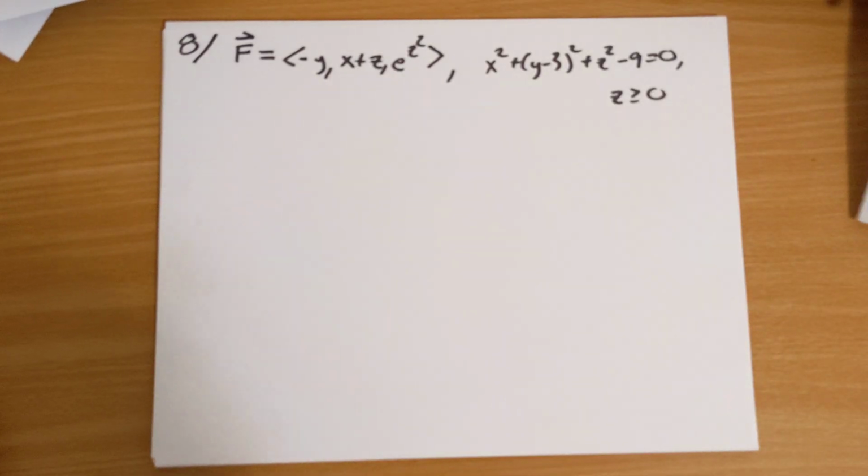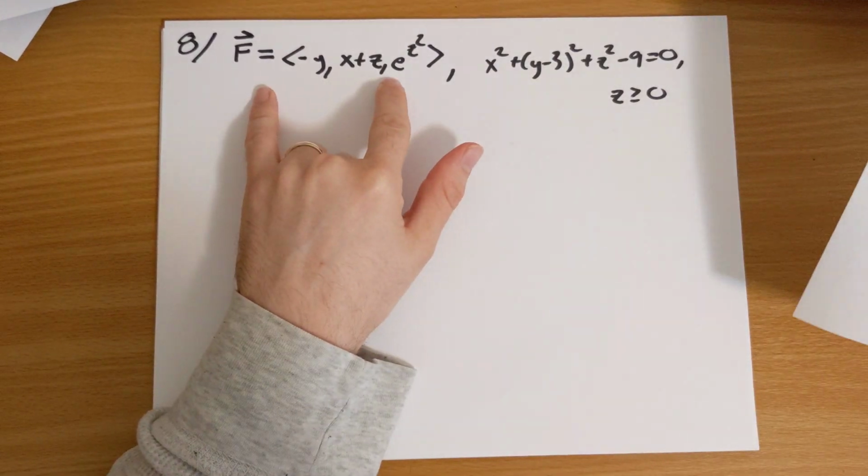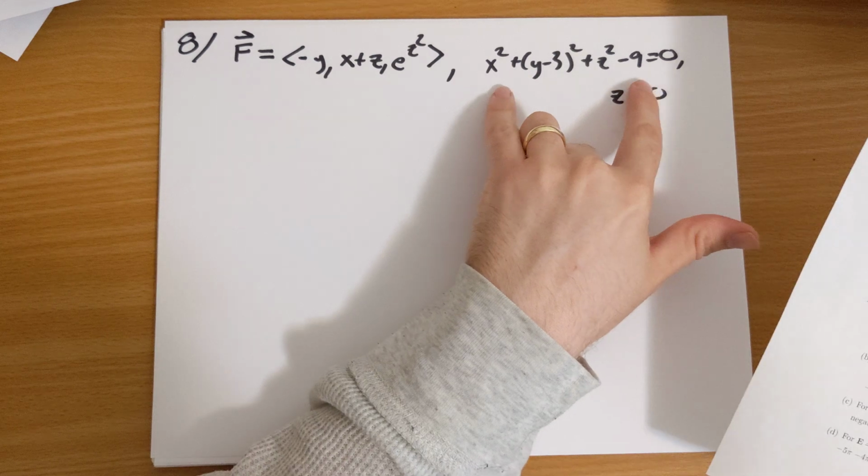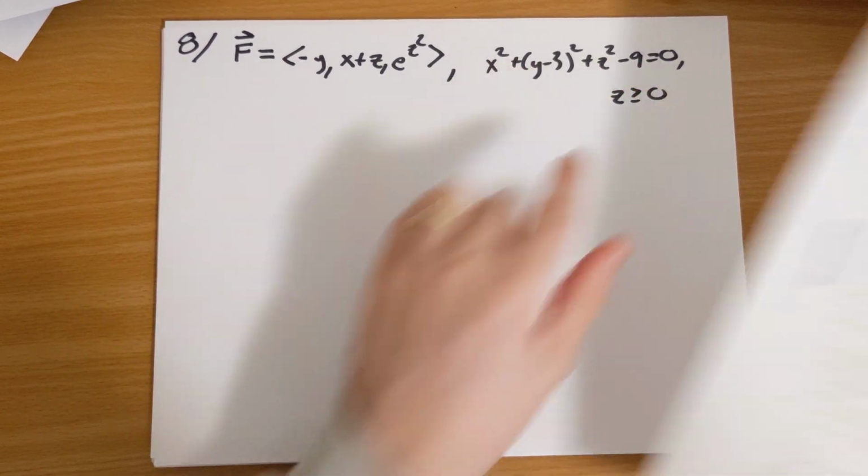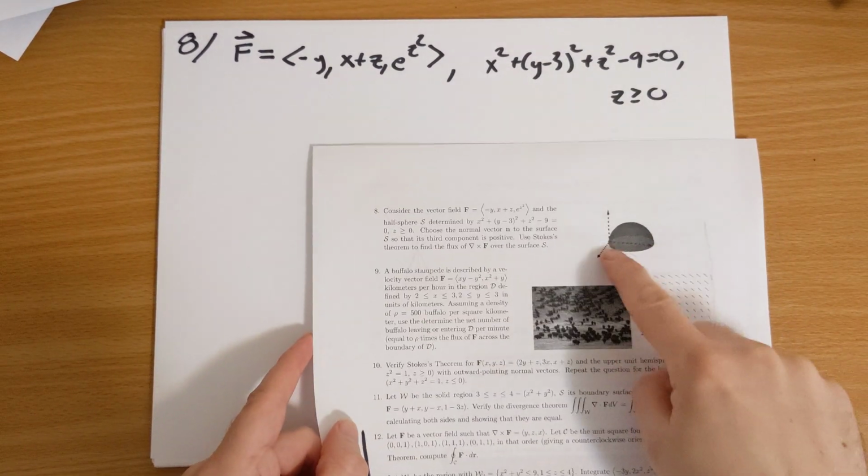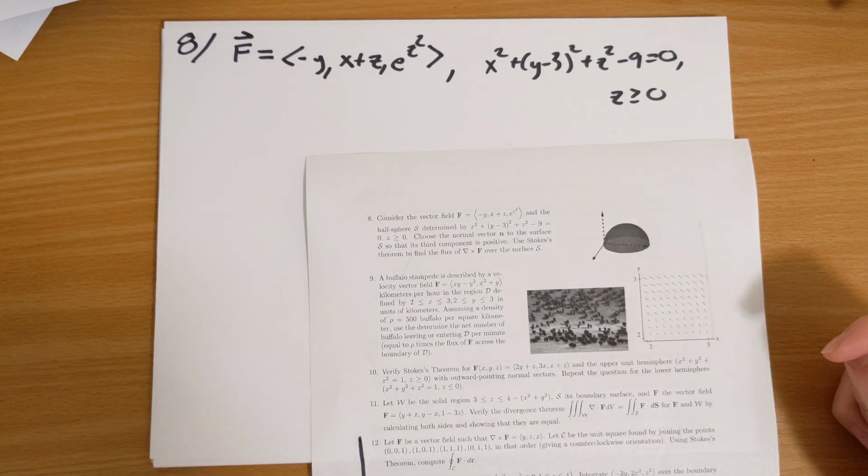Problem number 8. We have a vector field f given here. We have a half sphere S with this equation here. Here's a picture of it. It's the half sphere where z is non-negative.